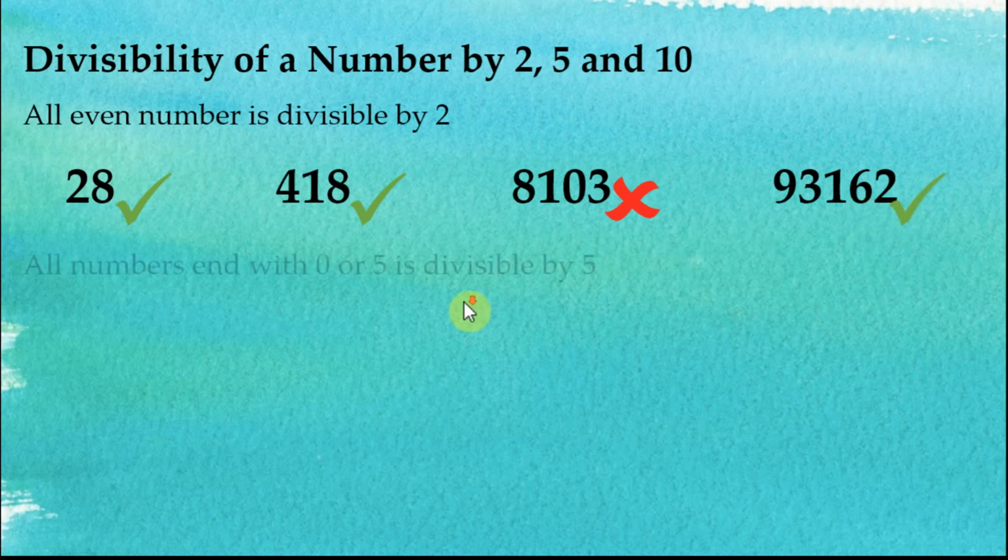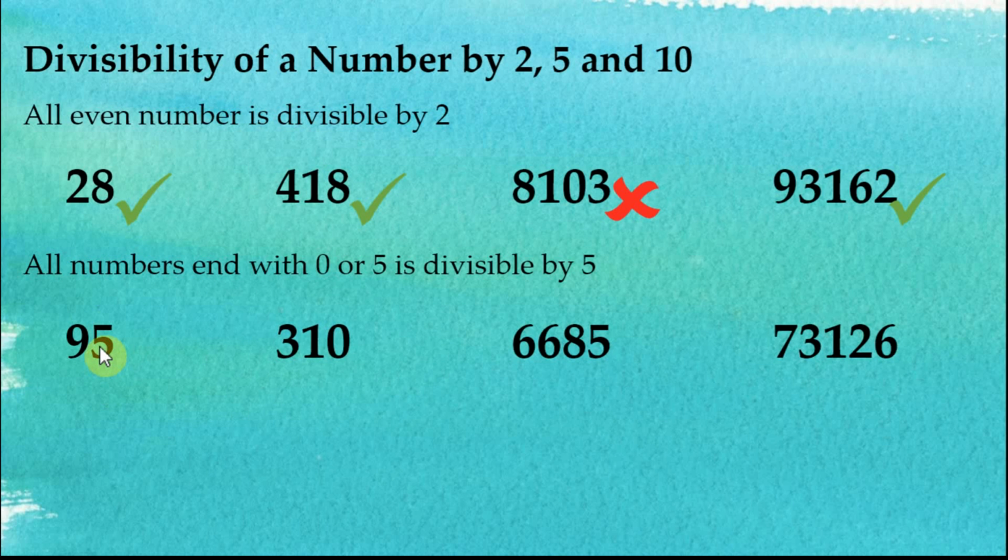So this is easy. All numbers that end with 0 or 5 are divisible by 5. For example, this one ends with 5 and therefore this is divisible by 5. And this number ends with 0 and therefore is divisible by 5. And this number ends with 5 and it is divisible by 5. This number ends with 6, which is not 0, not 5, and therefore this number is indivisible by 5.